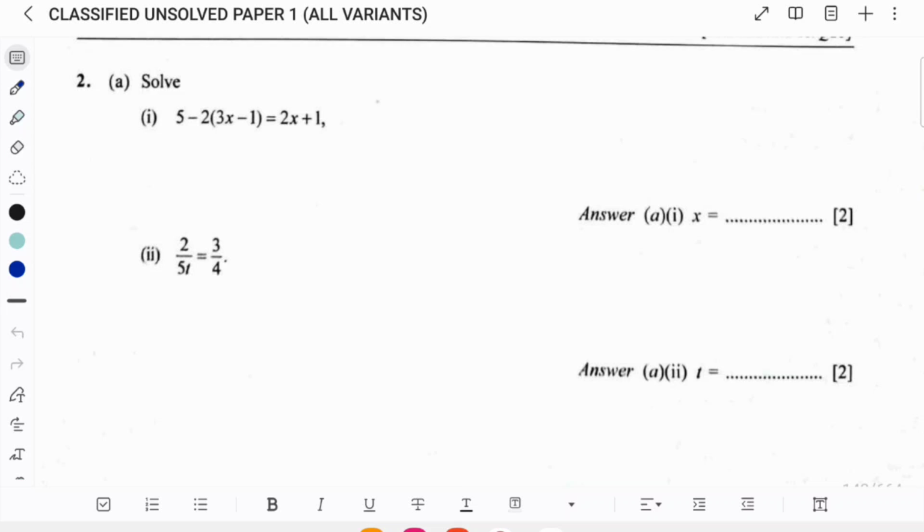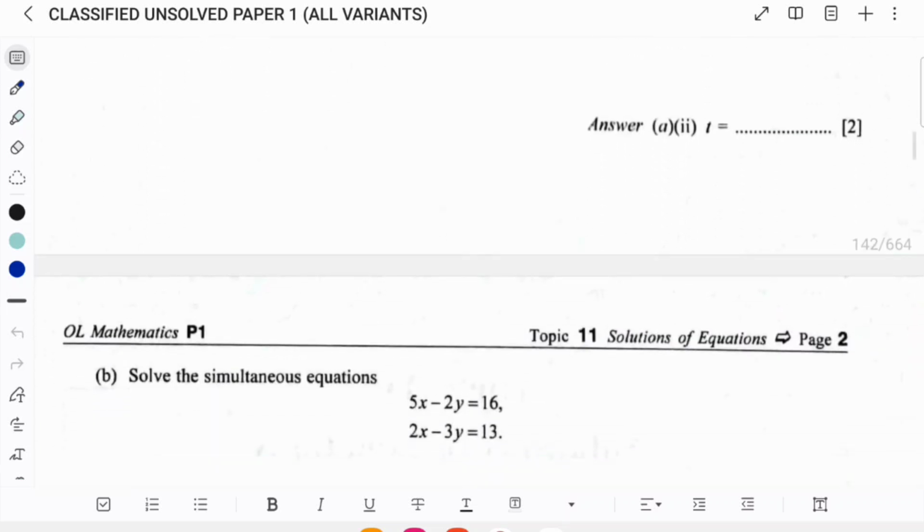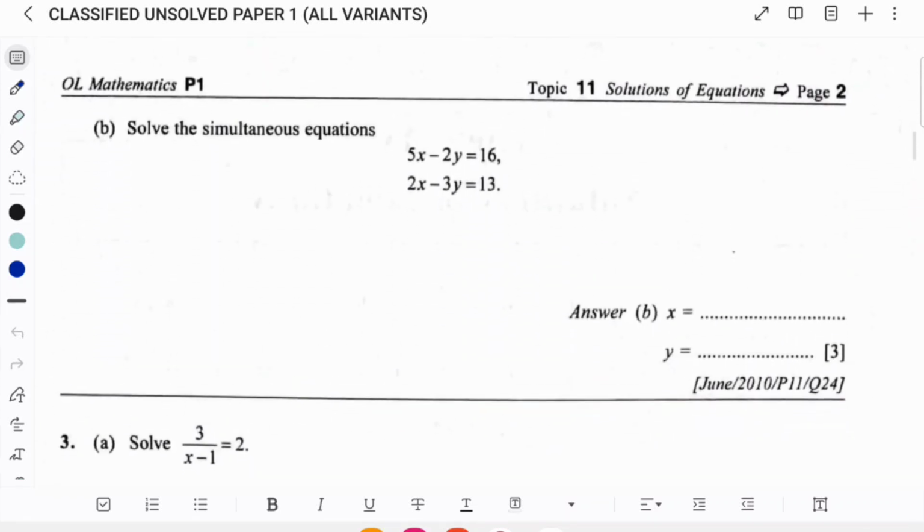So let's begin. This is the question in the worksheet. Solve the simultaneous equations 5x minus 2y equals 16 and 2x minus 3y equals 13. We can solve this question by the elimination method. Just check how I'm making the same coefficient.